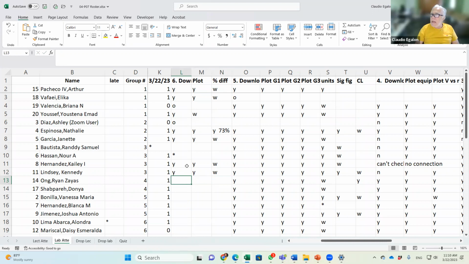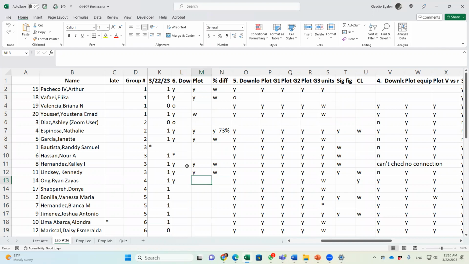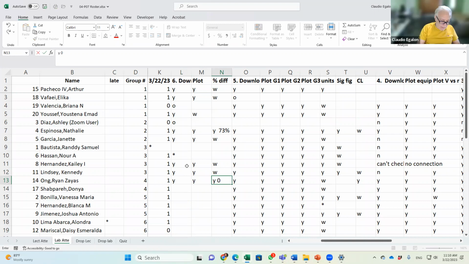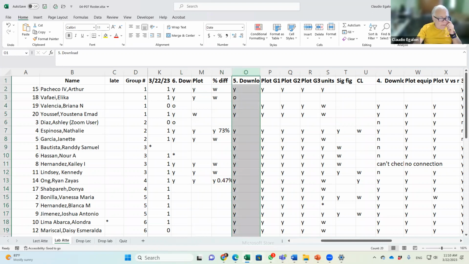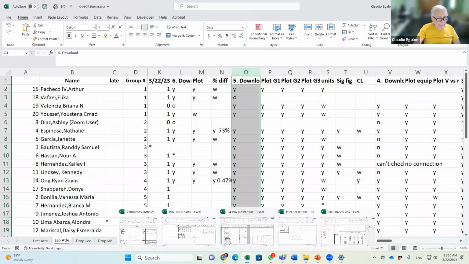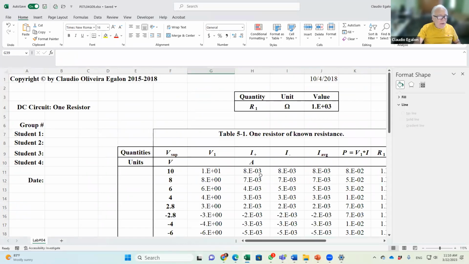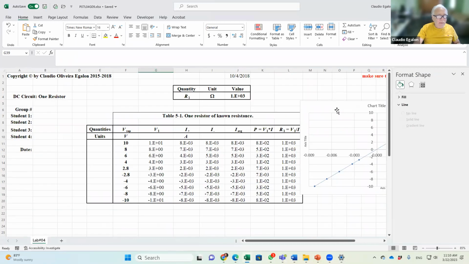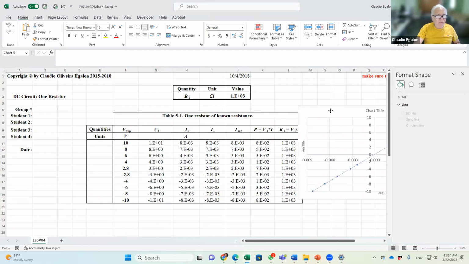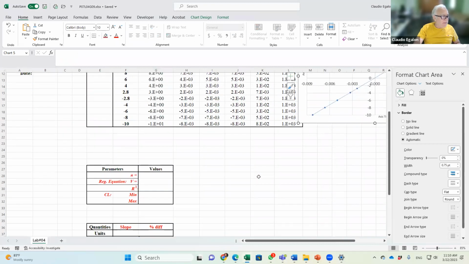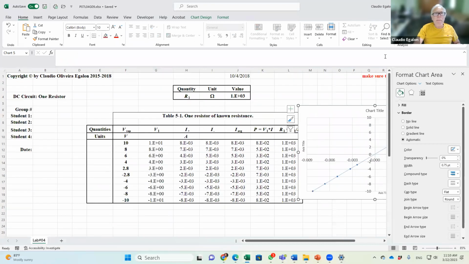Ryan Ong. Yeah, I downloaded the spreadsheet. I did the graph, and the percentage difference that I got was 0.47%. Okay, good. So you had to switch the axis, right? Yeah, that's right. Good. So we start working on the rest, right? The rest is the units and making sure the graph looks nice, right? The units and significant digits and the CL.